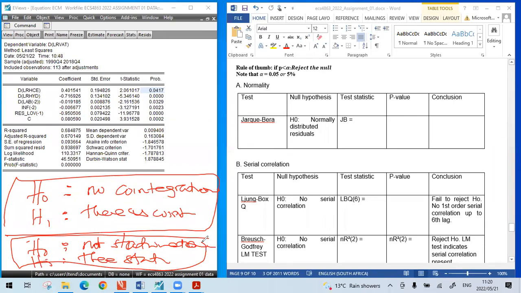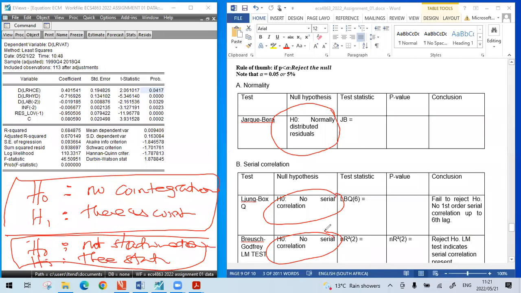The null hypothesis, we write what we wish to see. Residuals are normally distributed. There is no serial correlation. There's no heteroscedasticity. That's what we write under ECM only. It's the other way around. When you're formulating your null hypothesis in all other tests, you make sure that in the null hypothesis, you write things that you don't want there.